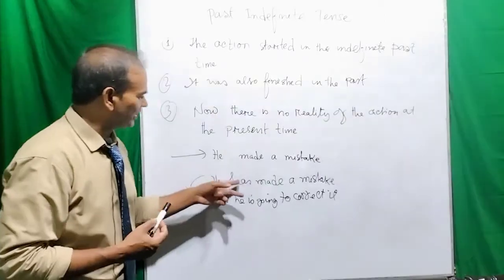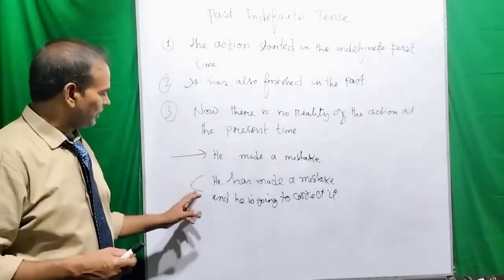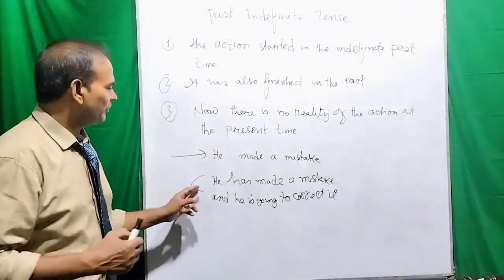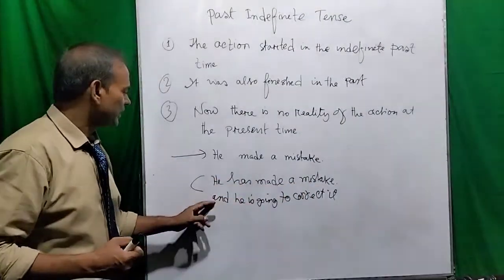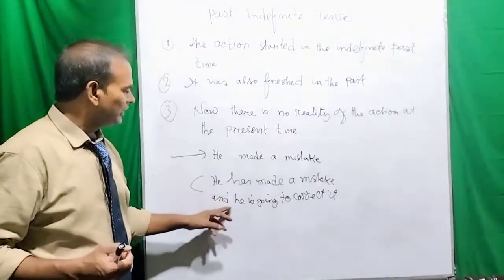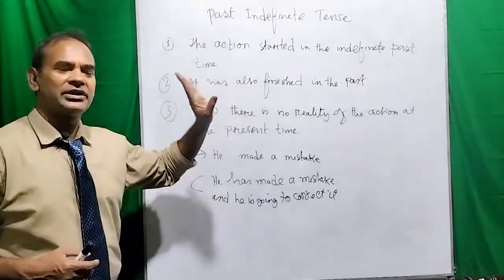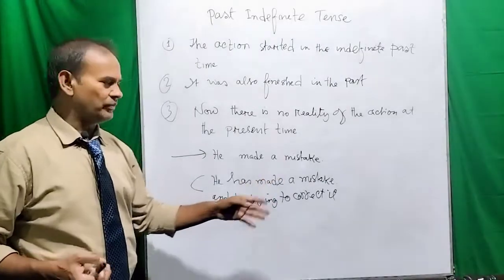This is the present perfect tense. In the present perfect tense there is a reality, that is, there is a result of doing any action. He has made a mistake. So the result or reality is that he is going to correct the mistake. So this is the result or reality in the present time.